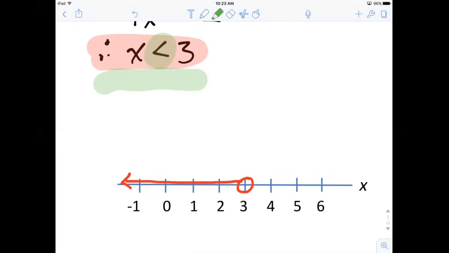So again, it's not including 3, that's why I've left the circle open, but it's including every possible value less than 3, and that's why I'm showing my arrow going in that direction, all the way as far into the negatives as we could go. Let's try another one.